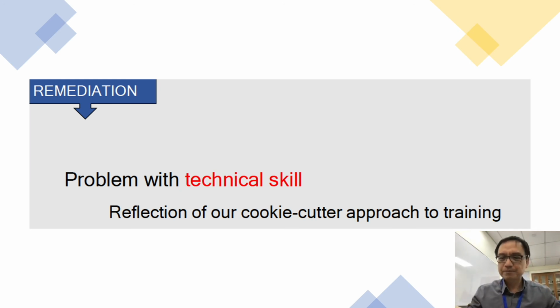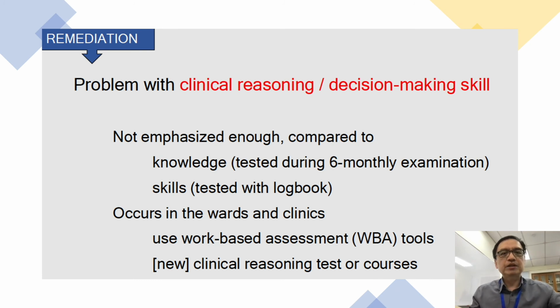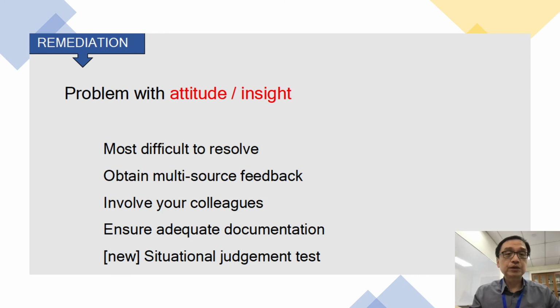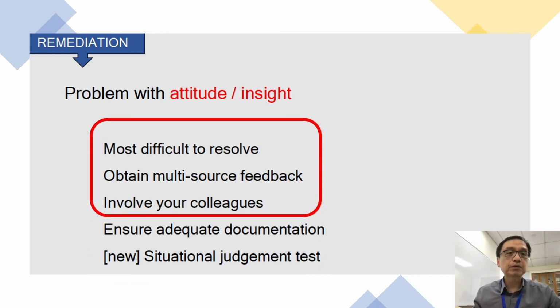Everyone is unique. So if there's a problem with clinical reasoning or decision making skill, we need to have a creative approach to address that, as described in this slide. And also based on the specific course or master program they are in, as to how to improve on the clinical reasoning and decision making skill, which is important. And then attitude and insight, well, this is the most difficult to resolve, but the few lines here are important. Do pay attention.